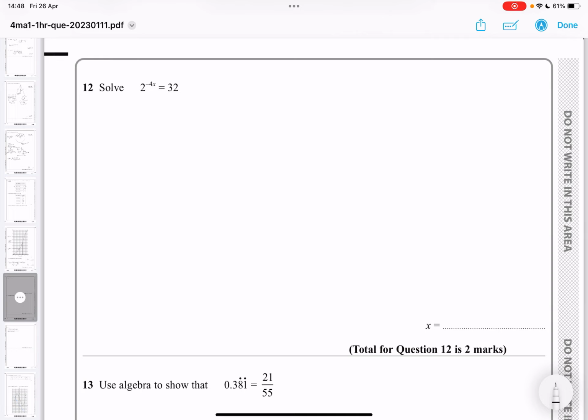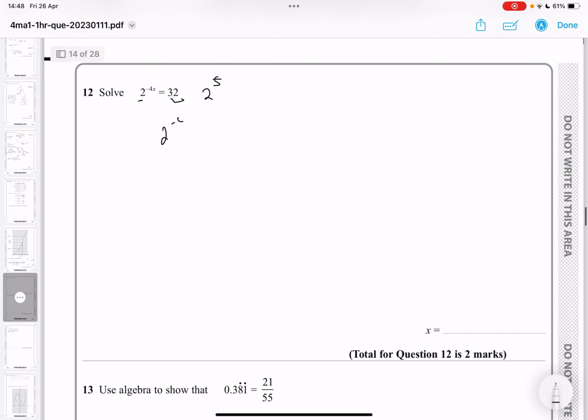Solve 2 to the power minus 4x equals 32. Okay, so when you have these types of questions, what you need to do is make sure that you get them to the same base. So you want to write 32 so that it's 2 to the power of something. So 2 to the power of 5 gives you 32. And now you can easily solve it. So 2 to the power of minus 4x equals 2 to the power of 5. And now you just make the powers equal to each other. Minus 4x equals 5. Divide both sides by minus 4, so x equals minus 5 over 4.